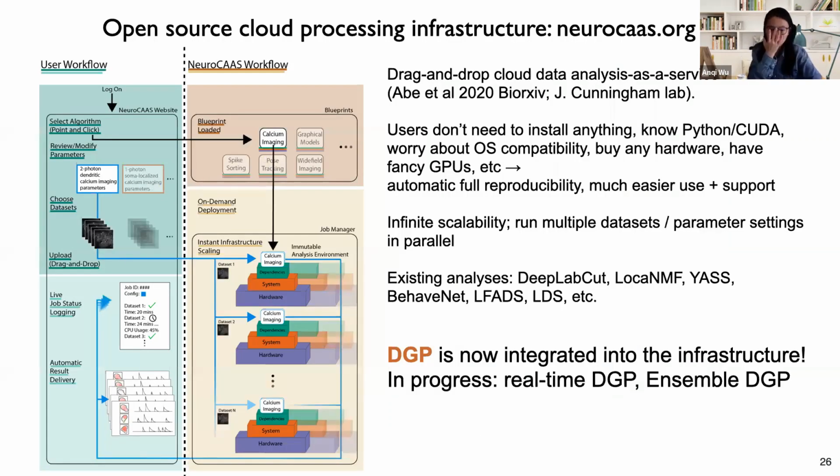Another exciting thing I want to introduce here briefly is that the Paninski lab and Cunningham lab at Columbia have been developing an open source cloud processing infrastructure called NeuroCAAS. It is a drag and drop cloud neural data analysis platform. Users don't need to install software or buy any hardware. It's completely free, easy to use, and with technical support. Some existing analysis tools include DeepLabCut, LocaNMF, YASS, LFADS, LDS, and so forth.